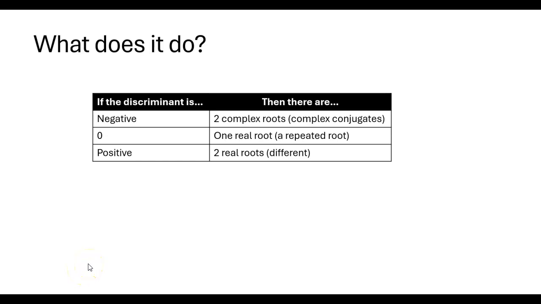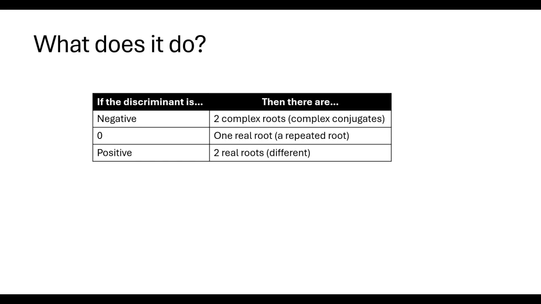Once you find that number, then you can tell the number and type of roots. So the discriminant will let you know what you're looking at. If the discriminant is negative, so if the value under the radical is negative, well then we have two complex roots. Remember, it's plus or minus. And they're complex because if you have a negative under a square root, then you have an imaginary number.